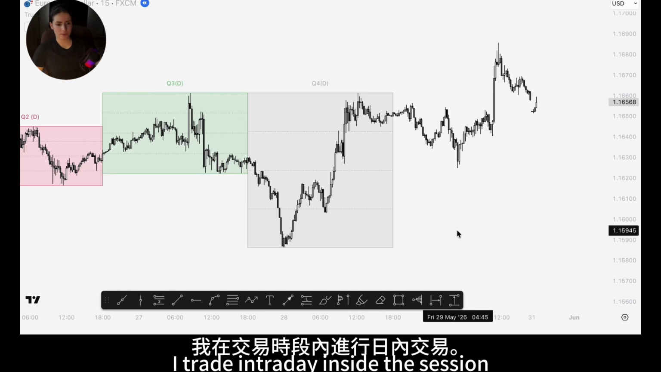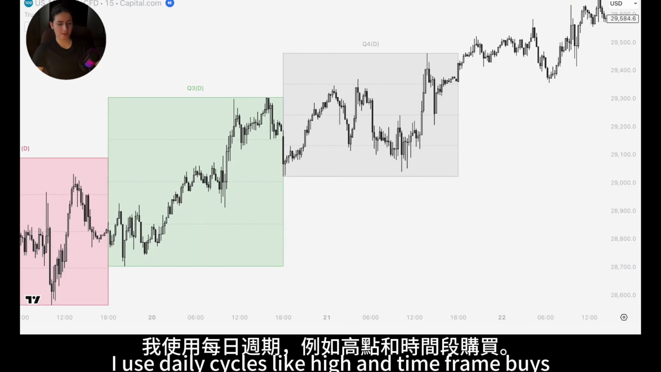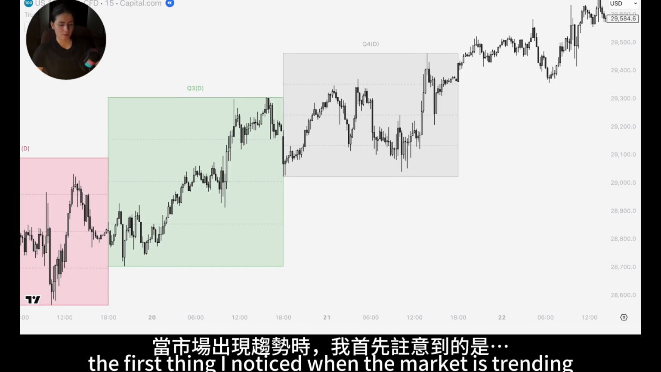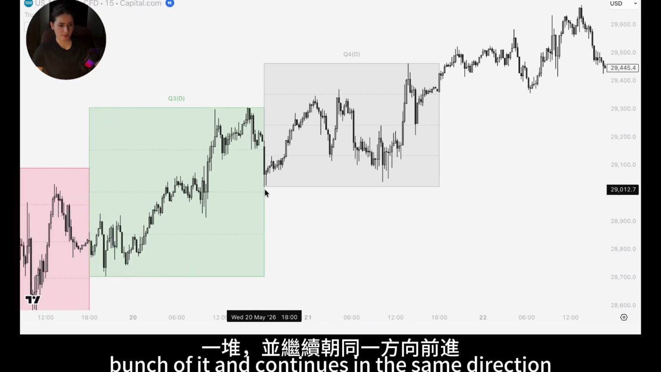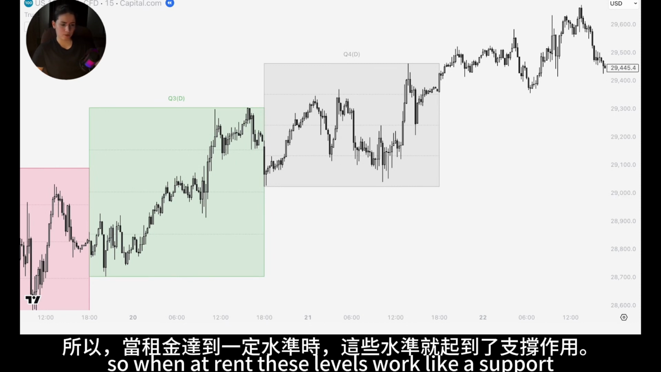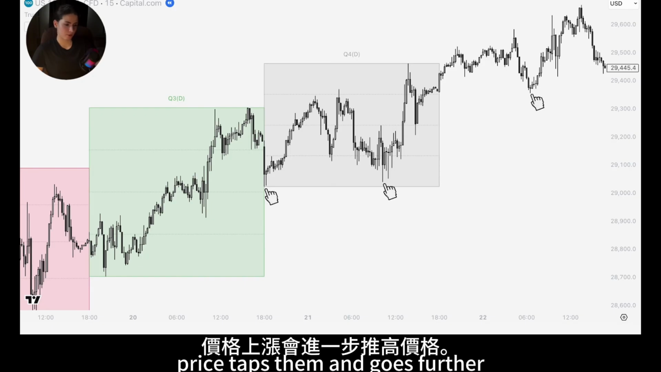I trade intraday inside the session. So most of the time, I use daily cycles as the high time frame bias. The first thing I noticed: when the market is trending, price often comes back to 25% or 50%, bounces off it, and continues in the same direction. So in a trend, these levels work like support. Price taps them and goes further.